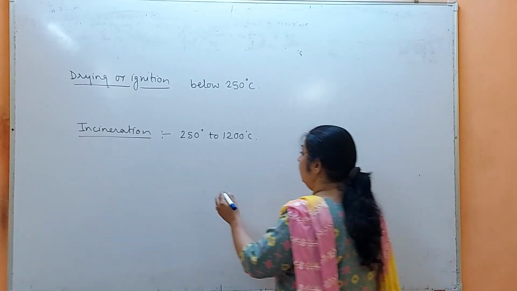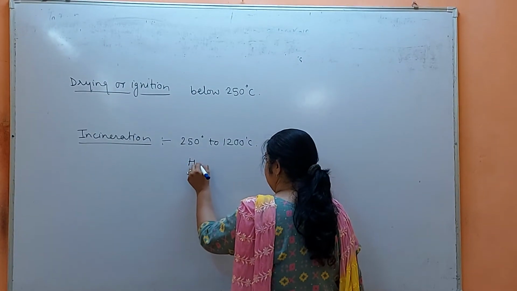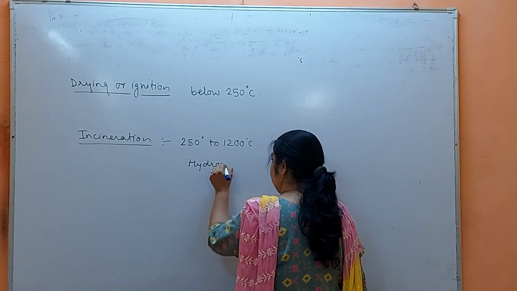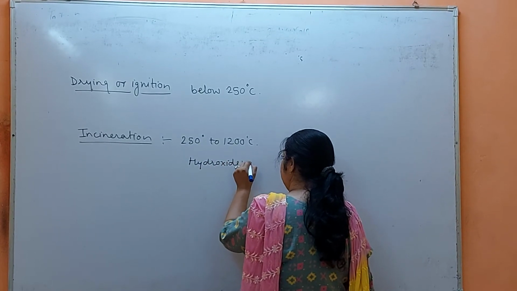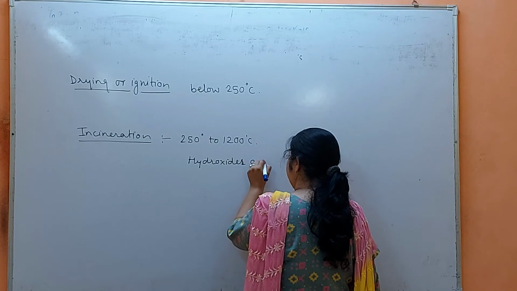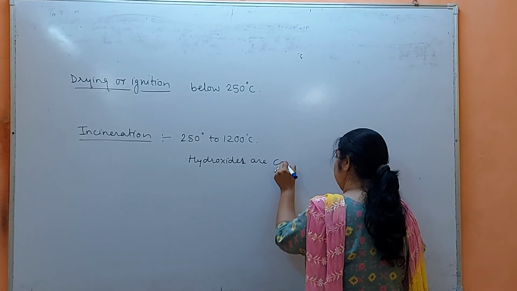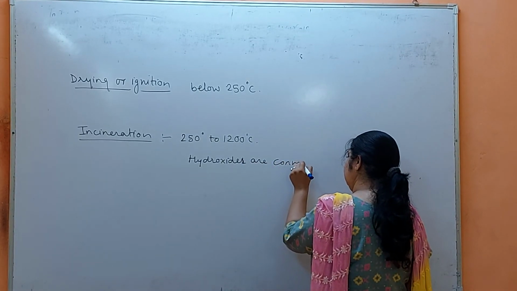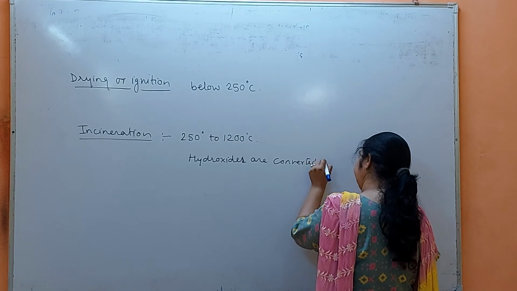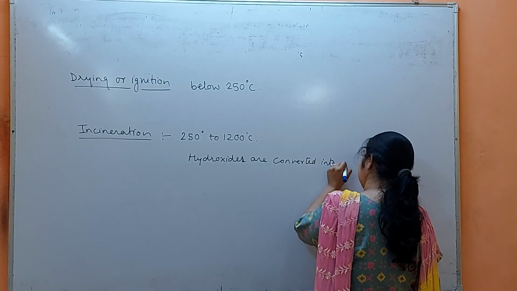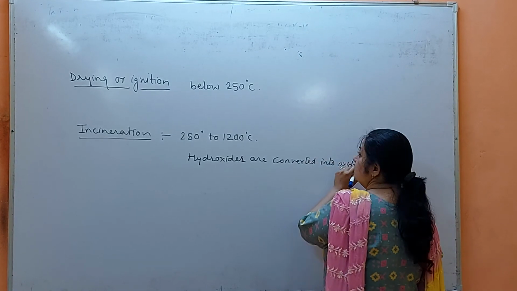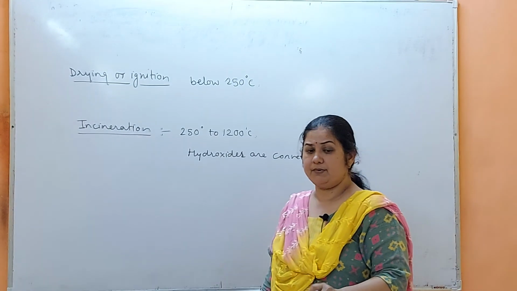Generally all the hydroxides are converted into oxides. So this was about the unit processes.